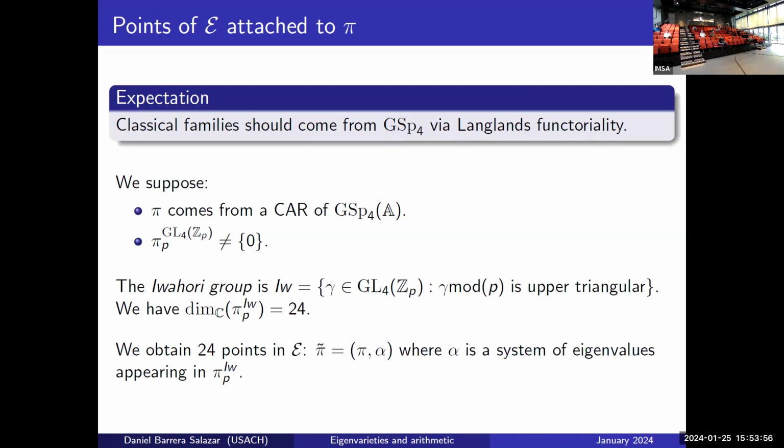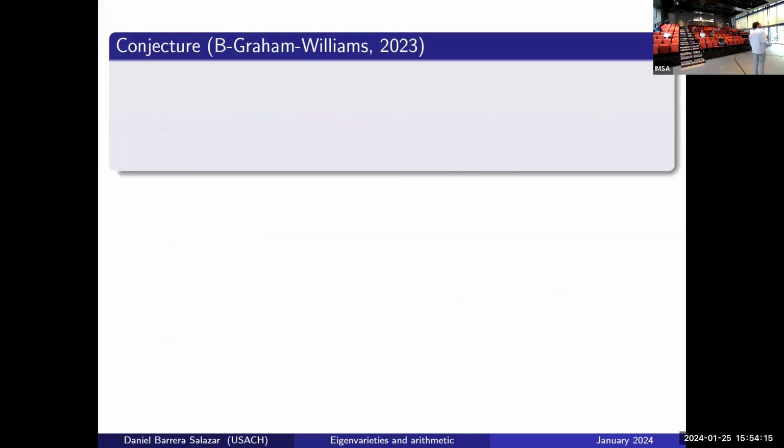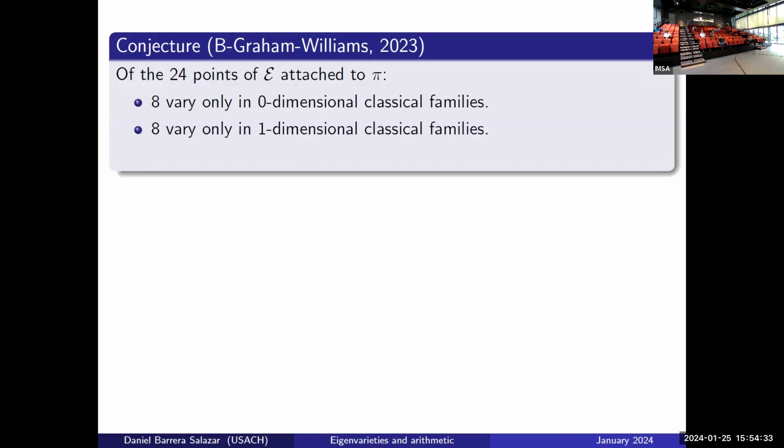The points are described in this way. You take the automorphic representation and an alpha, which is a system of eigenvalues appearing in this complex space. As the dimension is 24, you have 24 points appearing in the eigenvariety. The conjecture is that we try to understand these 24 points, comparing with GSp4. The expectation is that these 24 points are classified in 3 classes: one having no dimension in classical families, another having 1-dimensional classical families, and the other having 2-dimensional classical families. Recall that these points live in 2-dimensional irreducible components.